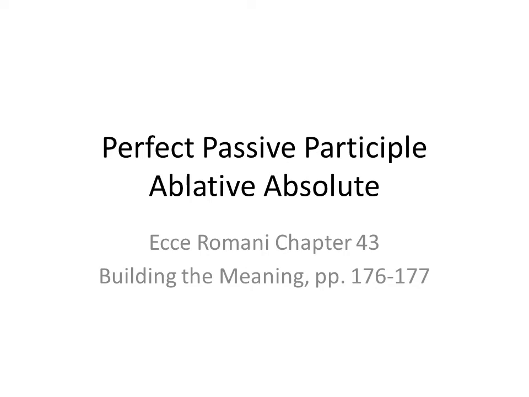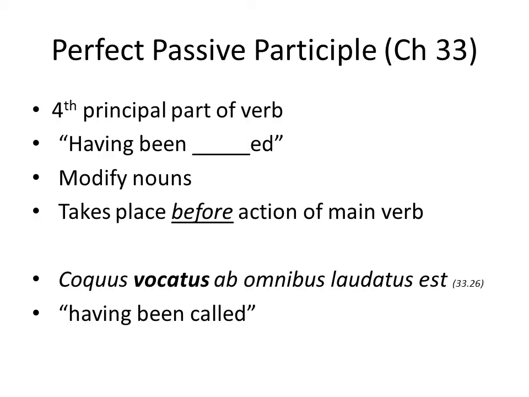Okay, we're going to learn about Ecce Romani, chapter 43, and using the perfect passive participle, we're going to learn about a grammatical construction called the ablative absolute. This is on pages 176 and 177 in your book. To start, we're going to review the perfect passive participle, or the PPP, which we covered in depth in chapter 33.